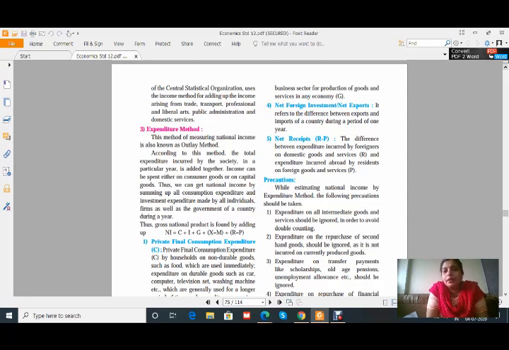Net receipt, that is receipt minus payment, the difference between expenditure incurred by foreigners on domestic goods and services. See, receipts in the sense the foreigners who visit our country, and for that they have to pay something, and therefore that comes under the receipt sector, and the expenditure incurred abroad by residents on foreign goods and services is termed as a P. That is, the difference between this R minus P is to be taken while calculating the national income by the expenditure method. So now we will see the precautions.